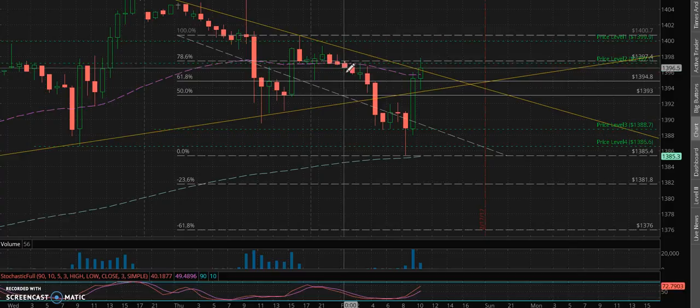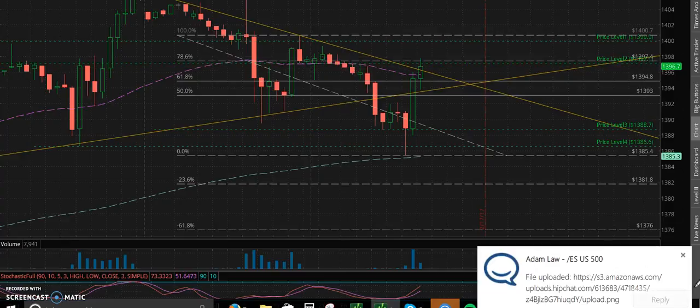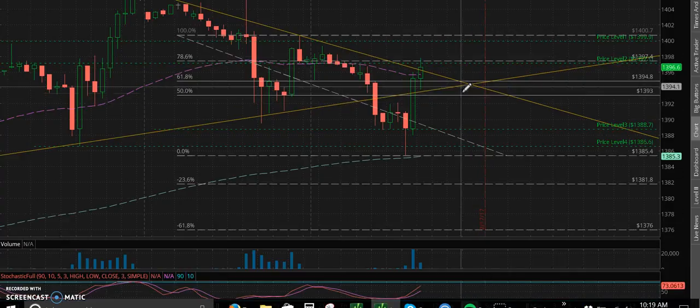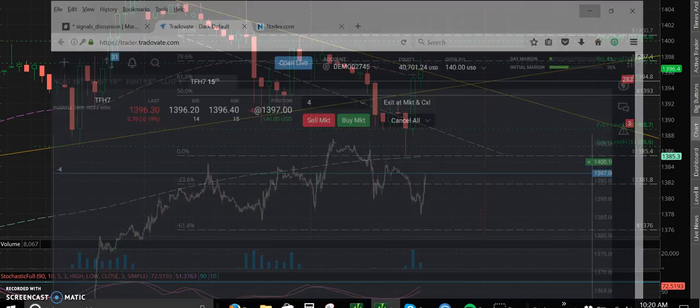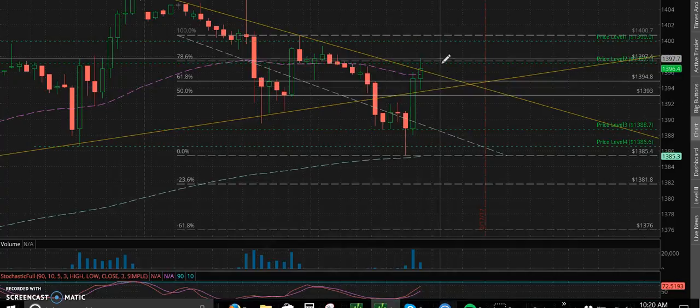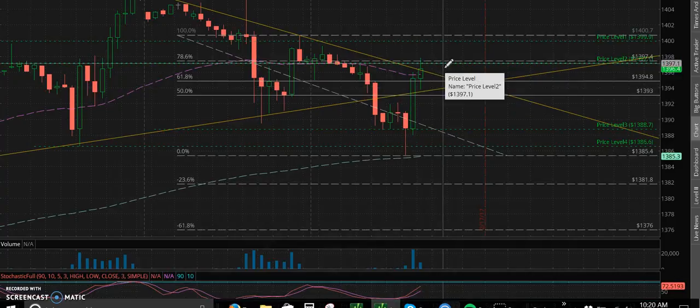I just entered a short on TF. I got in right at this spike up to the retracement level here. My position is 1397 flat, so pretty much right at that resistance level right there.